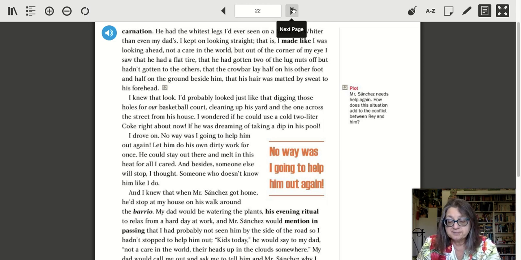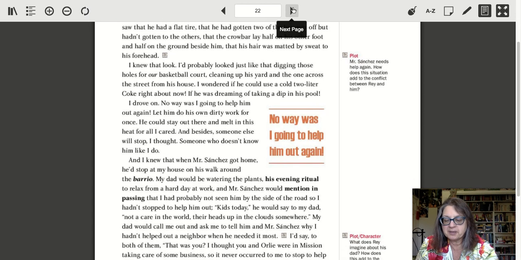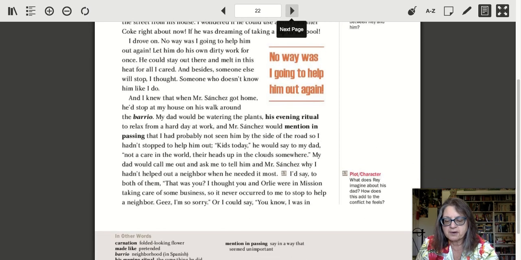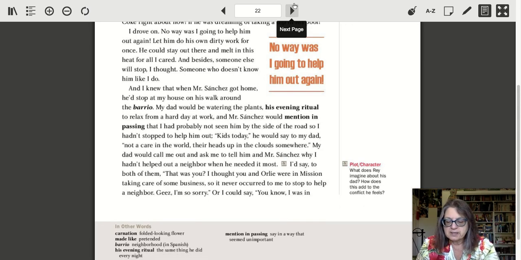I knew that look. I'd probably looked just like that, digging those holes for our basketball court, cleaning up his yard and the one across the street from his house. I wondered if he could use a cold 2-liter Coke right about now. If he was dreaming of taking a dip in his pool. I drove on. No way I was going to help him out again. Let him do his own dirty work for once. He could stay out there and melt in this heat for all I cared. And besides, someone else will stop, I thought. Someone who doesn't know him like I do.